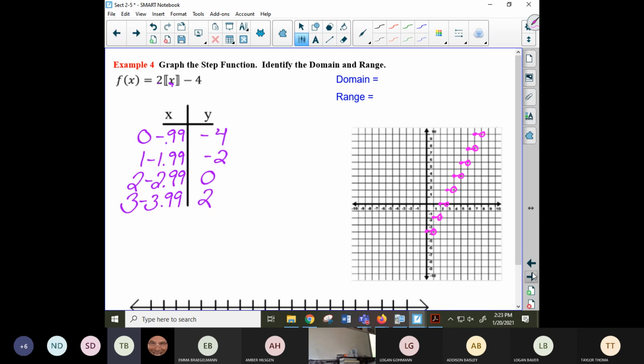Same thing going down. You'd go down to the left one, and that would be my closed circle. Open would be here. Down to the left one is closed, open is here. Down to the left one, open is here. Does that look right? So they should look like stairs coming down.